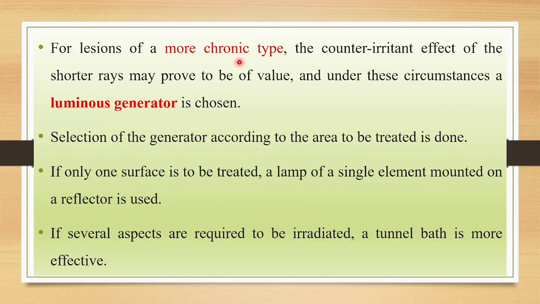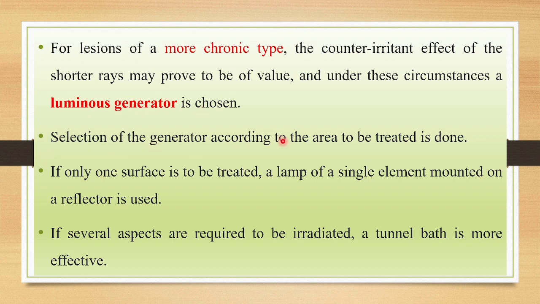For lesions of a more chronic type, the counter-irritant effect of the shorter rays may prove to be of value, and under the circumstances, a luminous generator is chosen. So in case of chronic conditions, we can use luminous generators because of the more penetrating power, and in case of acute conditions, we can use non-luminous generators. So in acute conditions or recent injuries, non-luminous generators provide more effect compared with the luminous generator.